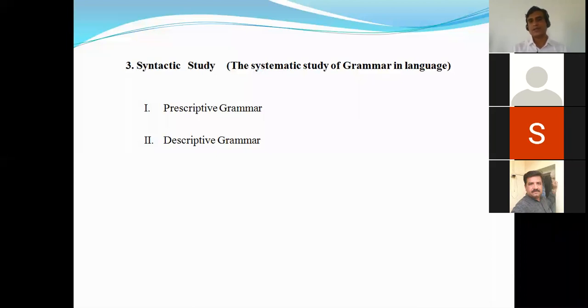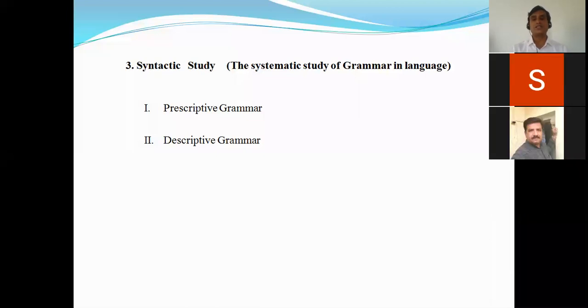In prescriptive grammar, there are strict rules. We have to follow certain rules. You know, there is drilling on the minds of the students. They recite and learn the rules in prescriptive grammar, but this is not the case with descriptive grammar. Descriptive grammar presents us the explanation of the rule. So there is a certain difference between prescriptive and descriptive grammar.